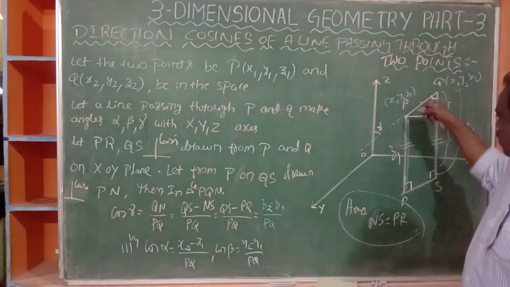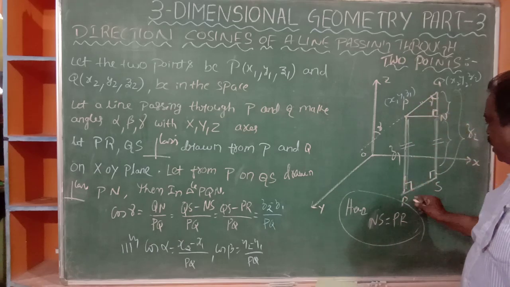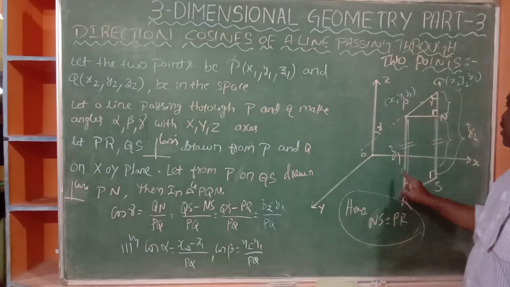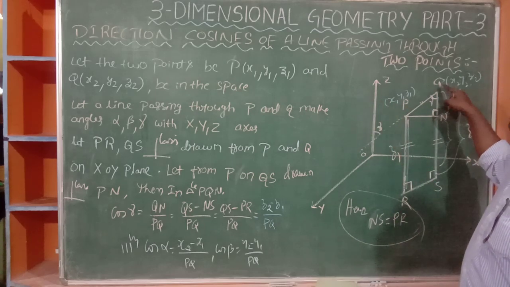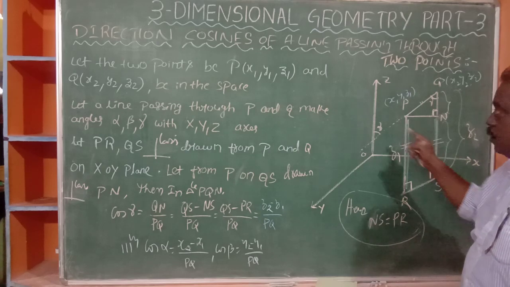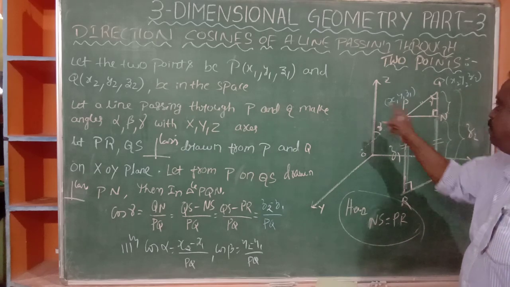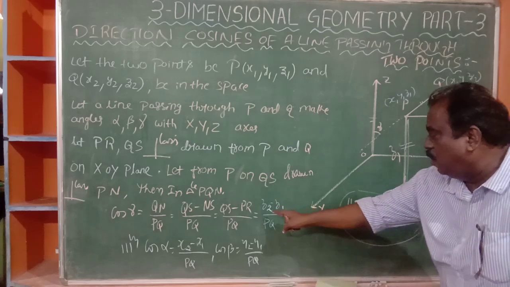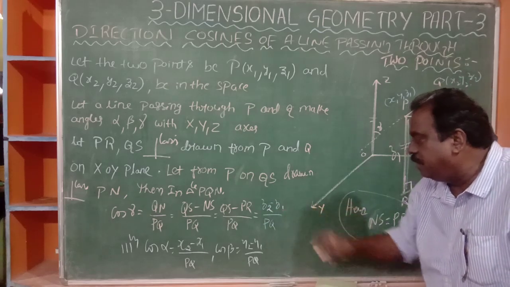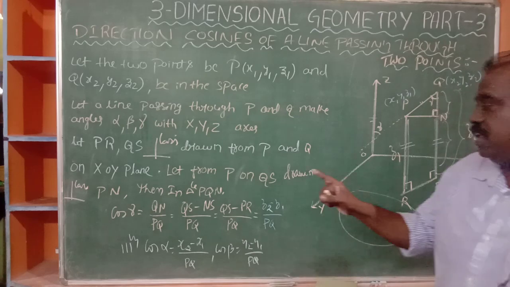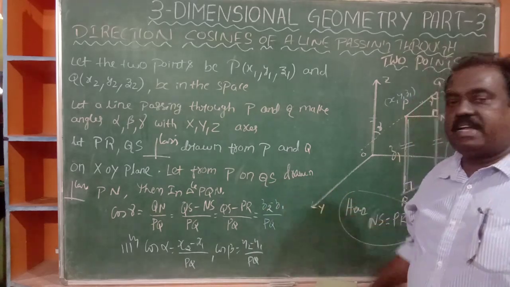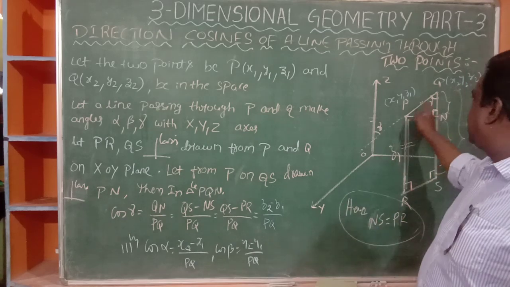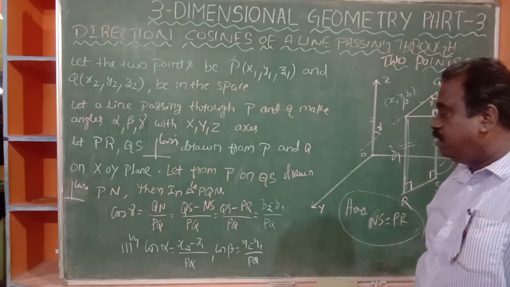Again, from P a perpendicular PR is drawn. This PR is parallel to the Z axis, so its coordinate is Z1. From Q, QS is the perpendicular drawn to the XY plane, parallel to this one. So it is Z2. So cos gamma is Z2 minus Z1 by PQ. PQ is the distance between P and Q.